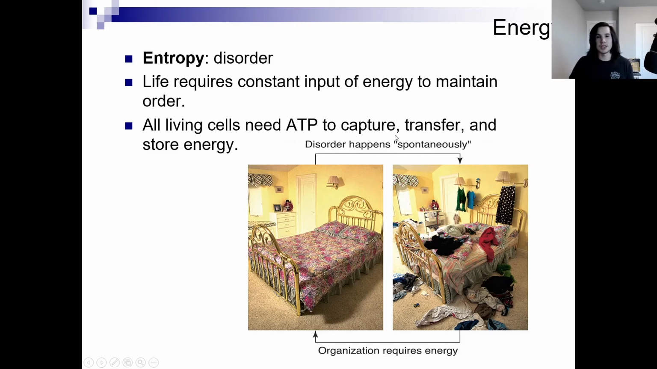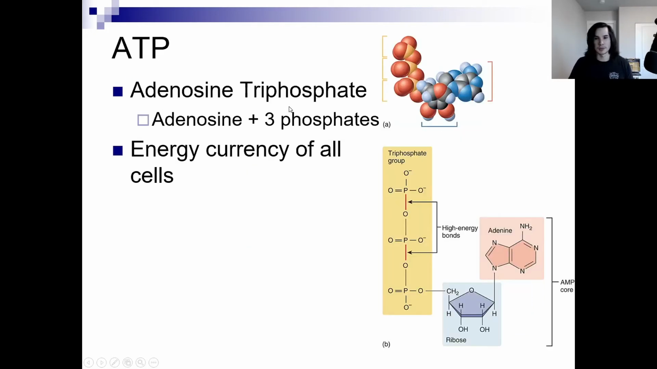So all cells need ATP to capture, transfer, and store energy. In order for our cells to maintain order within themselves, they need ATP, which means they need to harvest whatever kinds of things we eat for that ATP. Okay, so ATP, adenosine triphosphate is what the acronym stands for. Adenosine tri, so 3, phosphate, 3 phosphates.